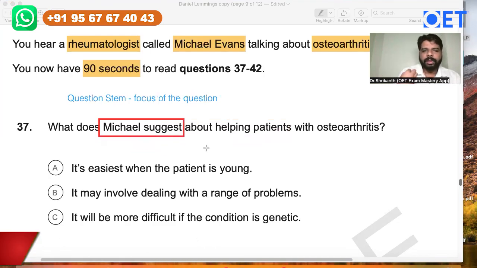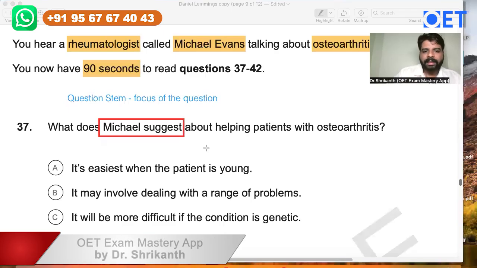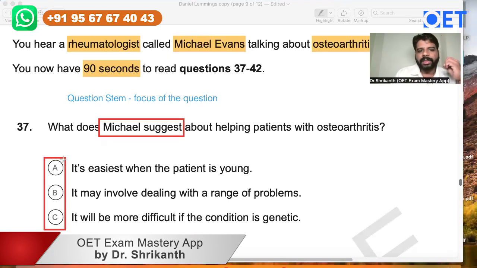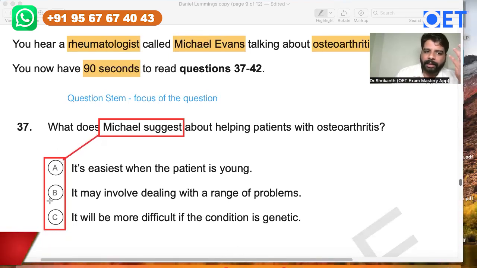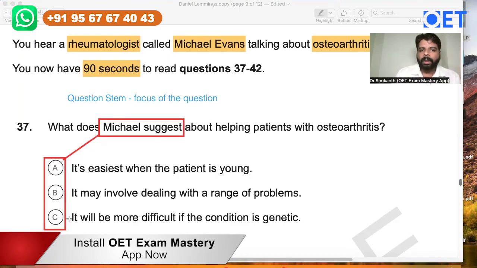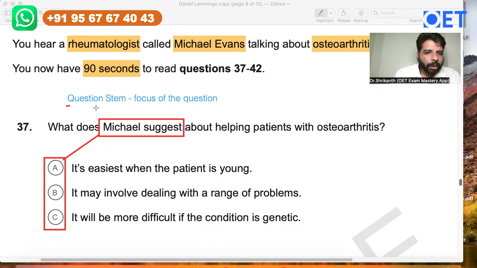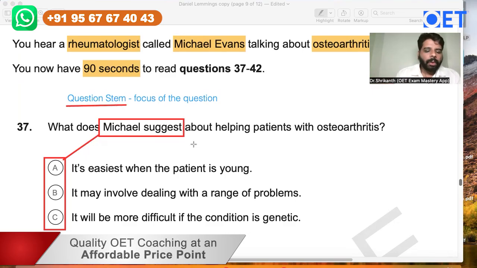So here, this rheumatologist is suggesting something. That means answer option A, answer option B, and answer option C are all suggestions made by Michael about helping patients with osteoarthritis. So what is your duty here? Your duty is to find what the rheumatologist is suggesting about helping patients with osteoarthritis. That is the only thing.